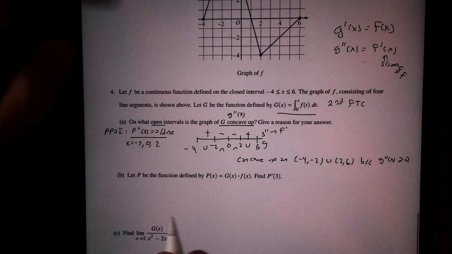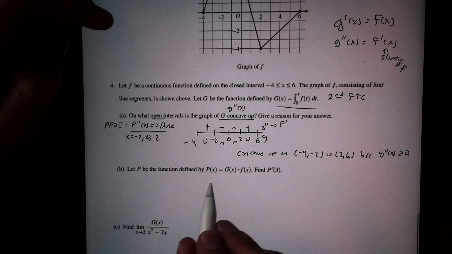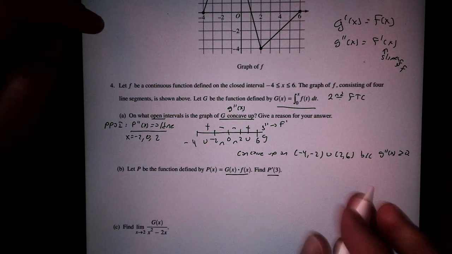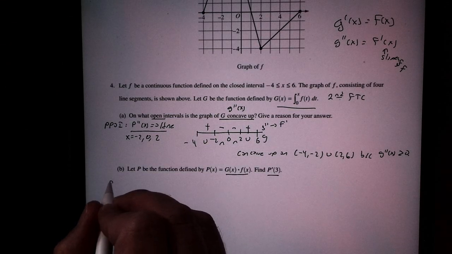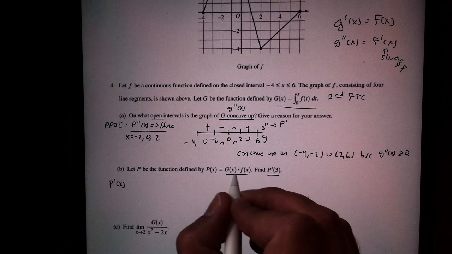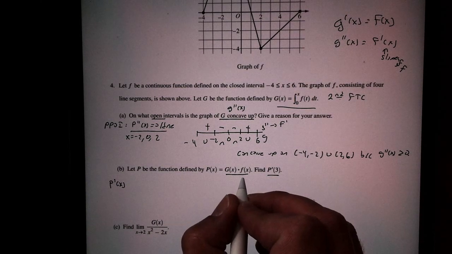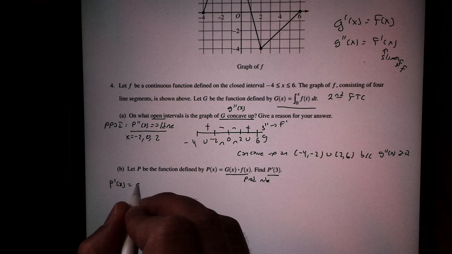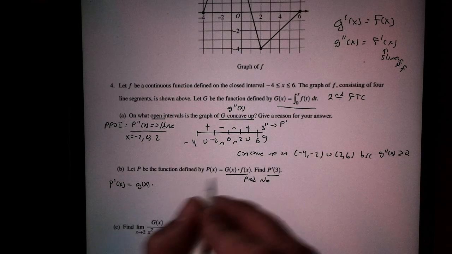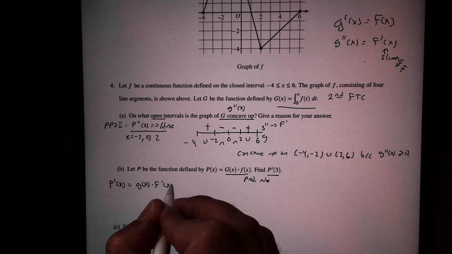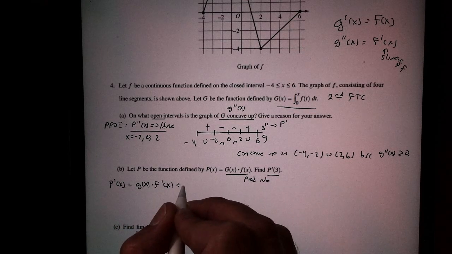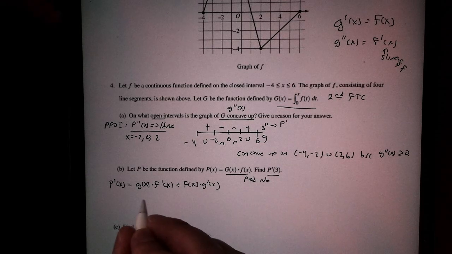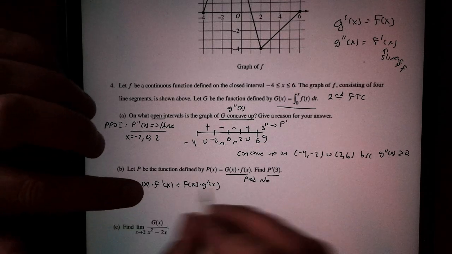Part B says let p be the function modeled by this product. Find p prime of 3. So of course we have to find the derivative. Let's go ahead and find p prime of x. This is going to be our product rule right here. So we take the first, g of x, times the derivative of the second, f prime of x, plus the second, f of x, times g prime of x. So we've got a lot going on here, so let's go ahead and find everything.